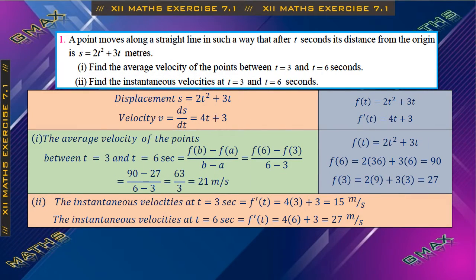First question: a point is moving along a straight line in such a way that after t seconds its distance from the origin is s equal to 2t square plus 3t meters. Find the average velocity between t equal to 3 and t equal to 6.